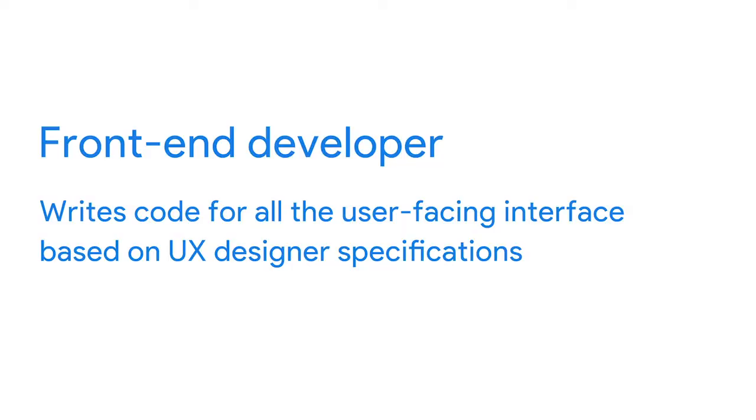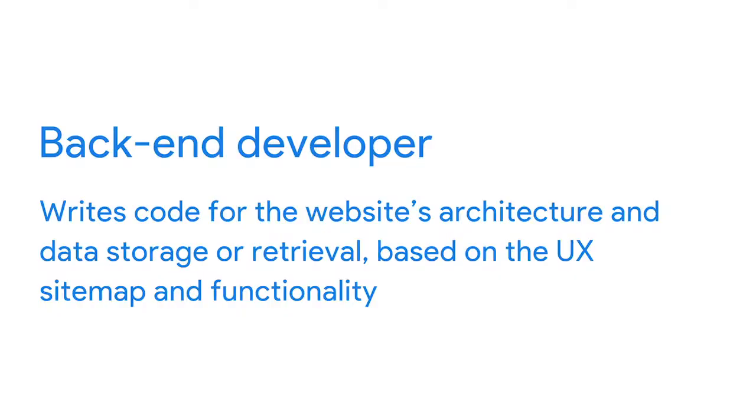The role of front-end developers, commonly referred to as web developers, is to write code for all the user-facing interface based on UX designer specifications. Essentially, they help to create the functionality that users will be interacting with on an app or website. Meanwhile, back-end developers write code for the website's architecture and data storage or retrieval based on the UX sitemap and functionality. Users don't often see the work back-end developers do, but they play an essential role in making it all possible. For example, a fast-loading website is often the result of good back-end engineering.